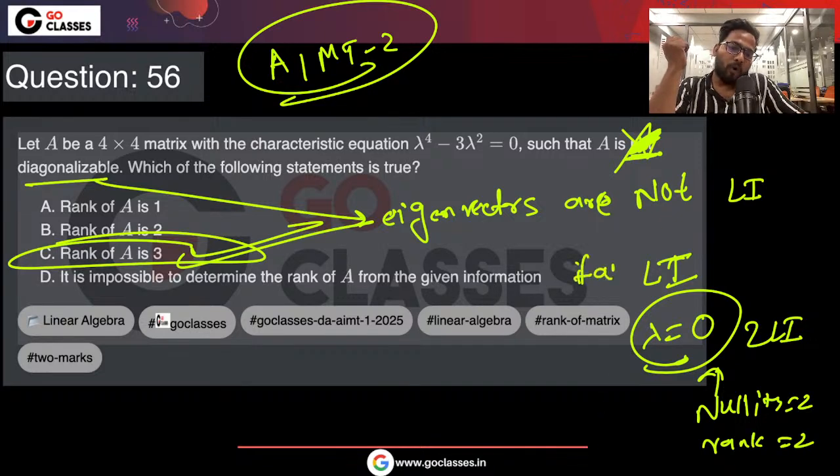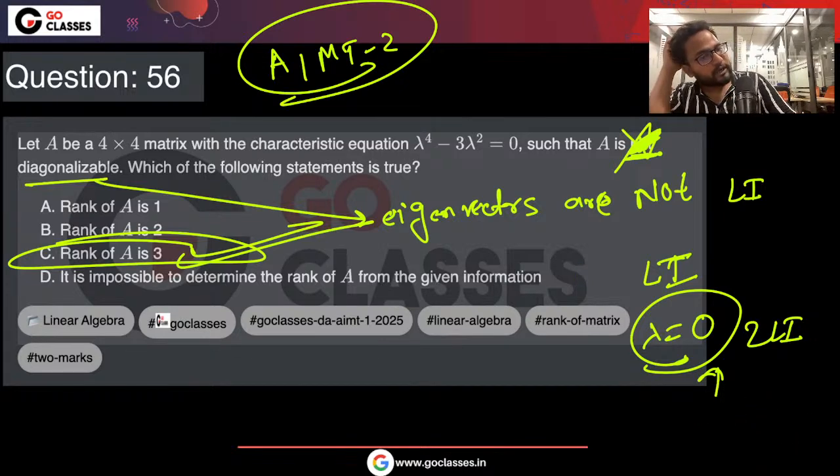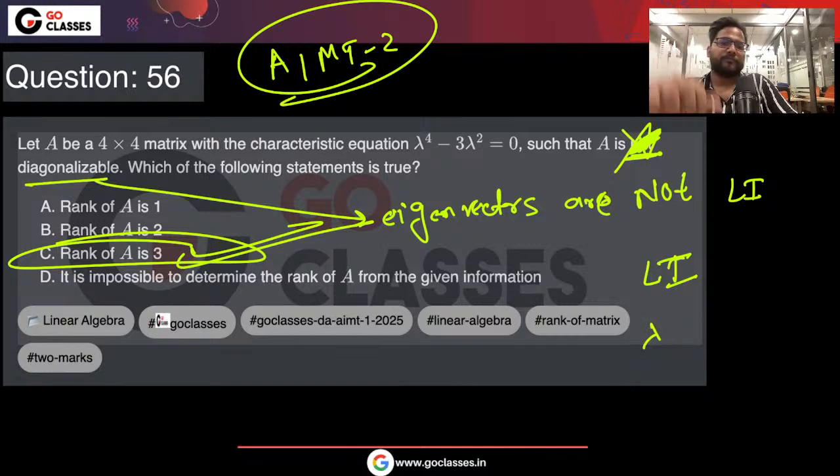If all eigenvectors are linearly independent. Understood? So if the 'not' word is not there, then the rank will be 2. If the 'not' word is there, then rank is 3. Because you can find out the nullity and then you can find out the rank.